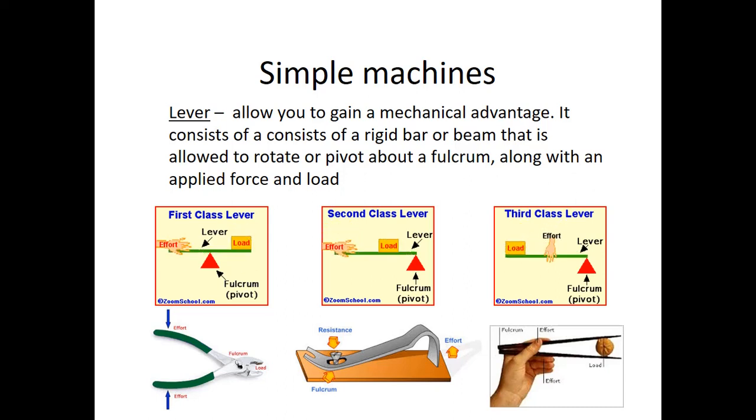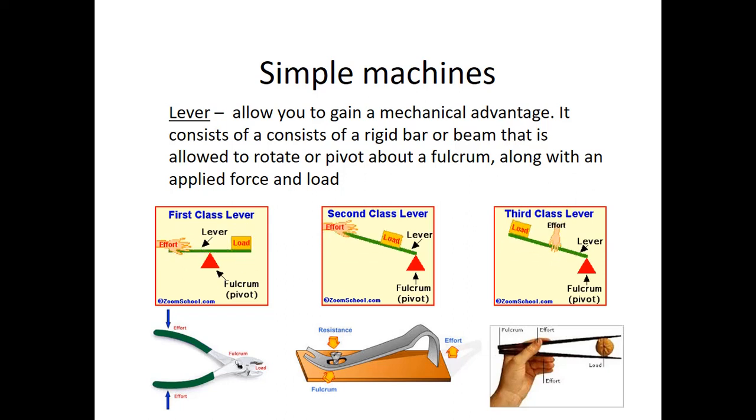And I have three examples at the bottom. A pliers would be a first class lever. There's a lot of first class levers. Seesaw is a very common one. A second class lever. Here we have a nail remover as a second class lever. You can use a lot of these as well. A wheelbarrow is a good example of a second class lever.